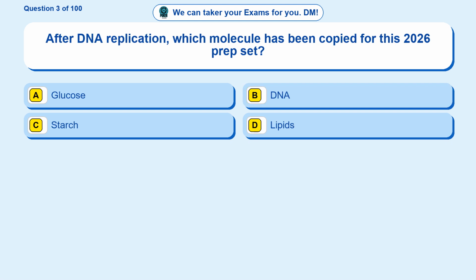Question 3. After DNA replication, which molecule has been copied for this 2026 prep set? Option A, glucose. Option B, DNA. Option C, starch. Option D, lipids. The correct answer is option B, DNA.